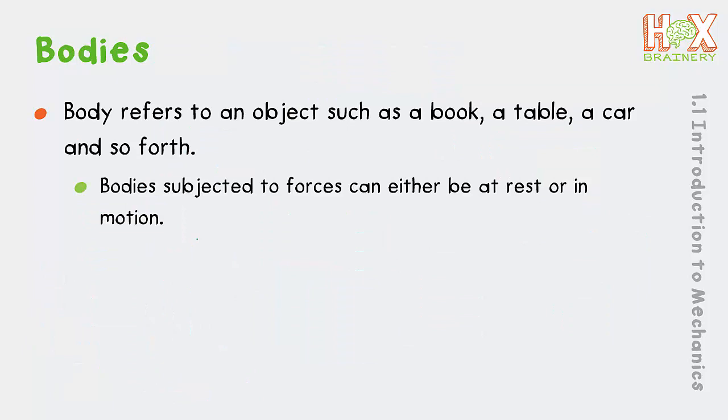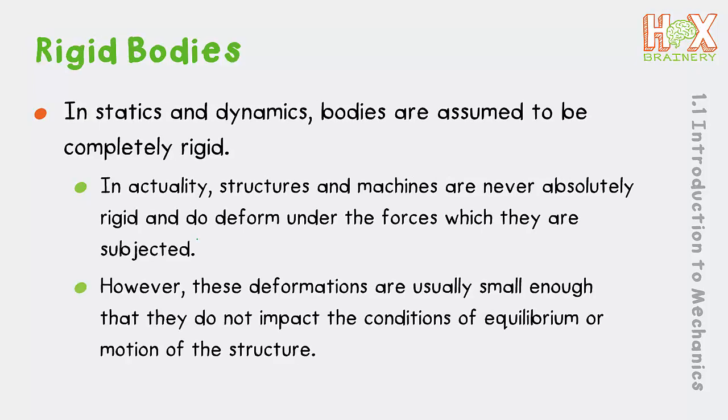I'm going to use the term bodies throughout this course, and body refers to an object such as a book, a table, a car, and so on. Bodies subjected to forces can either be at rest or in motion. Rigid bodies. In statics and in dynamics, bodies are assumed to be completely rigid. In actuality, structures and machines are never absolutely rigid, and they do deform under the forces which they are subjected, but it's usually small enough that they don't impact the conditions of equilibrium, and we can just disregard them. So in this course, you can assume that the bodies we're referring to are rigid bodies.